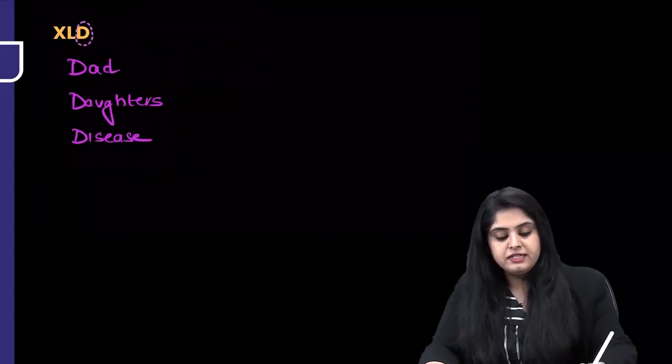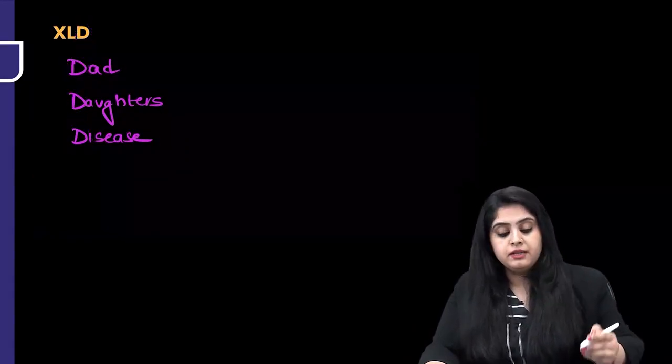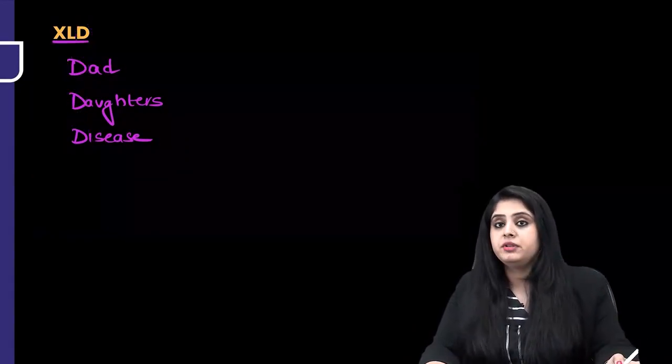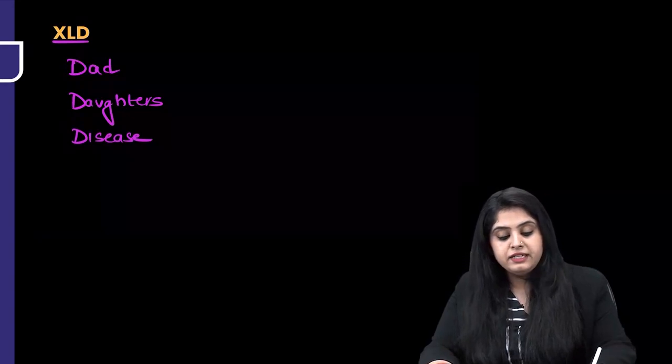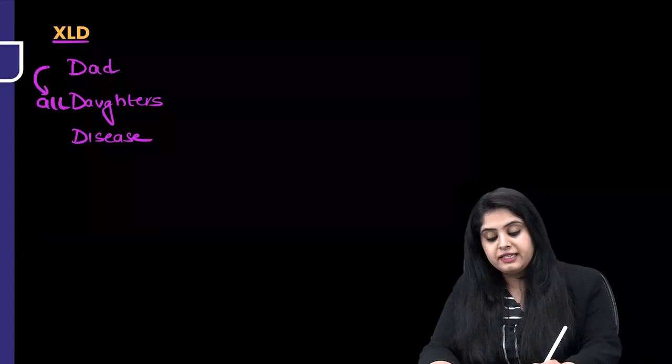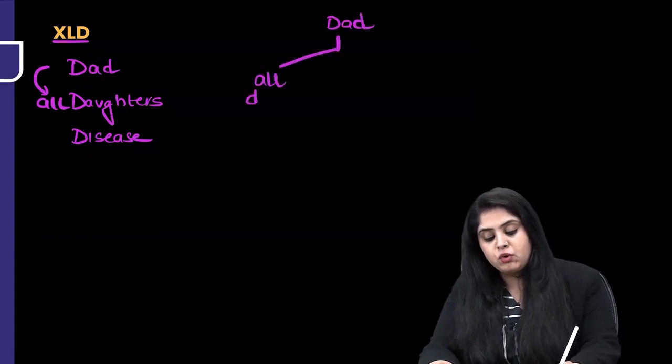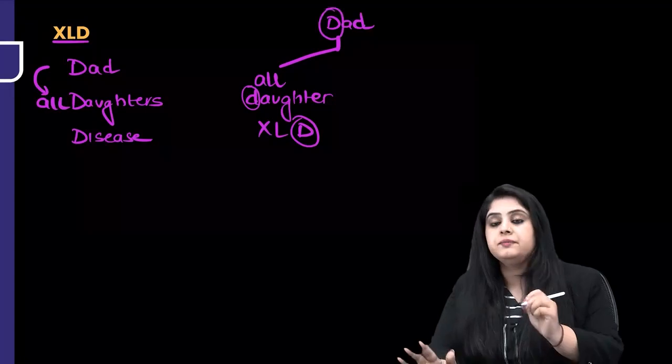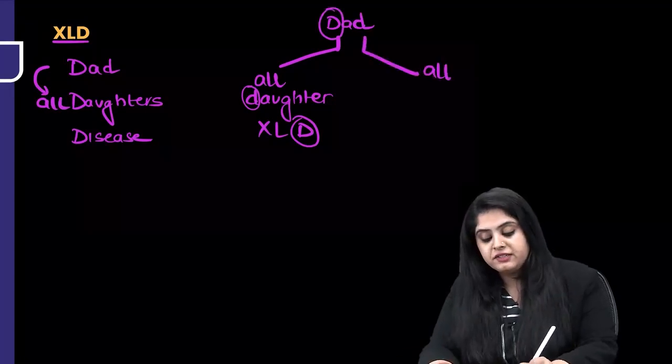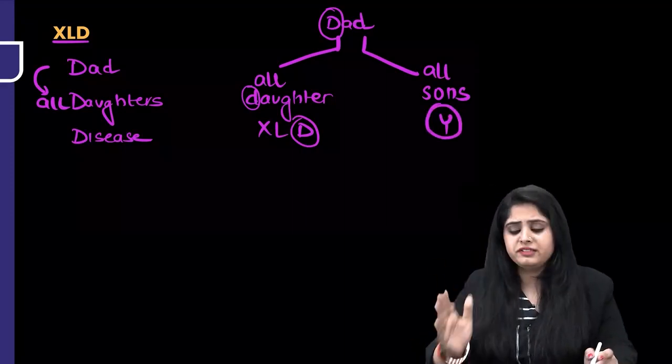Coming to the next, XLD. This works as D, D, D, D. What do I mean by that? Please note, in an X-linked dominant disorder, dad will give the disease to all the daughters. When they say that there is a dad, always remember, if the dad has given the disease to all the daughters, you are dealing with an XLD, meaning dad, daughter, DDD. And if the dad has given the disease to all the sons, the sons get the Y chromosome. Put common sense.